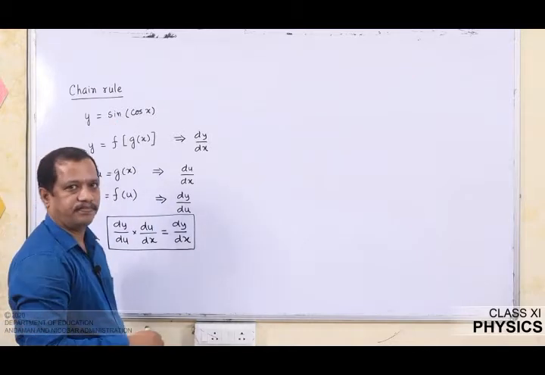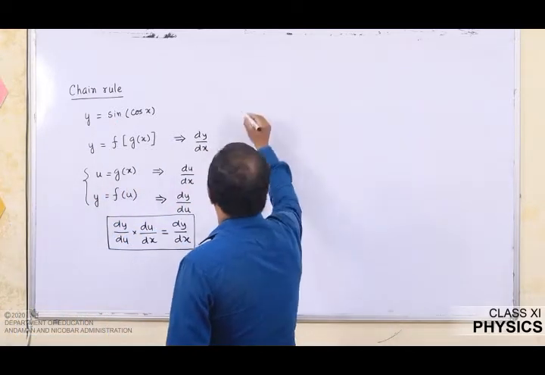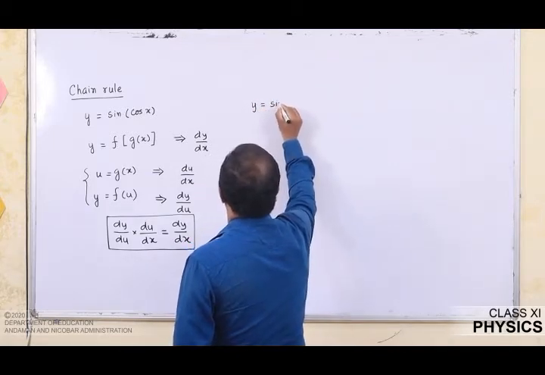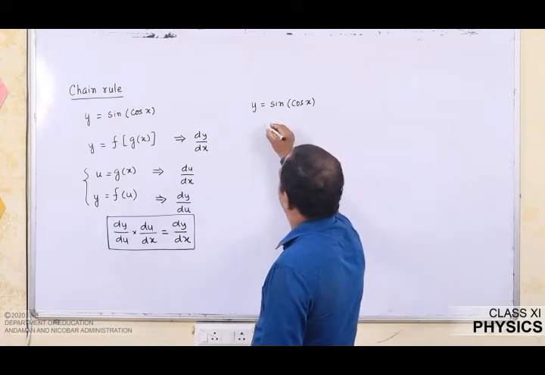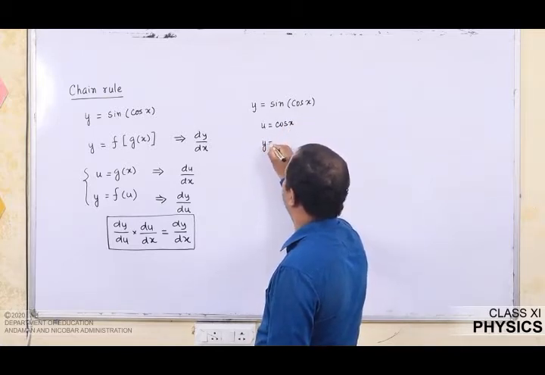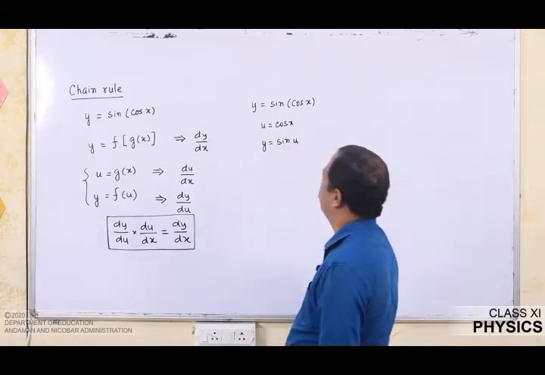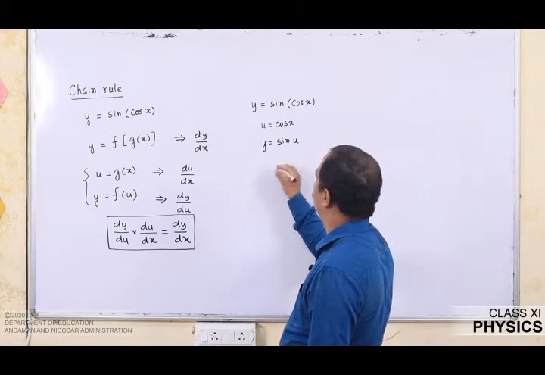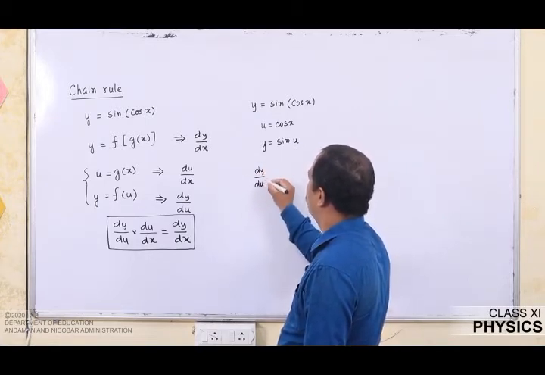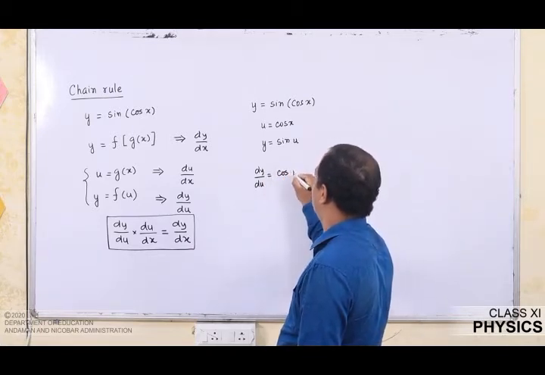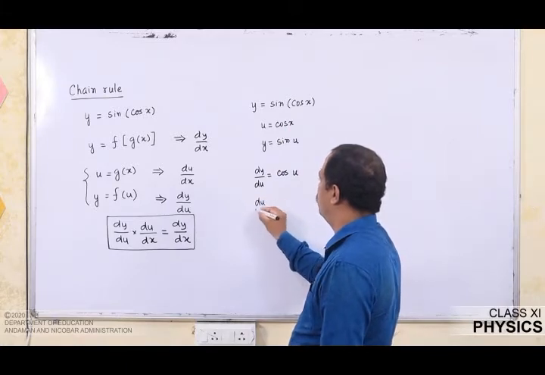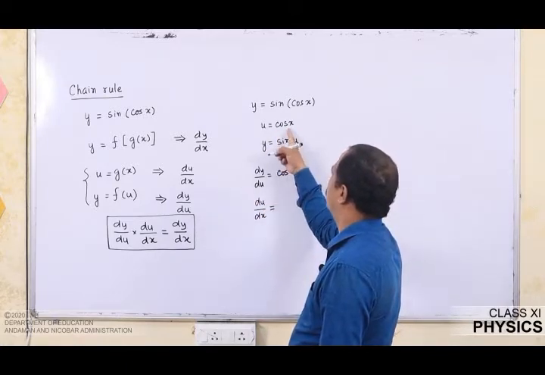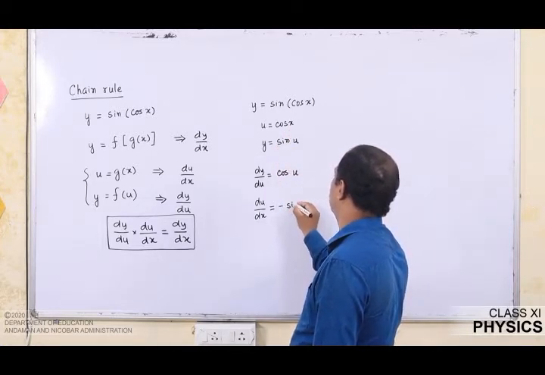Now let us try to differentiate this function. What is the differentiation of this one? I am given the function y is equal to sine of cos x. In this case, I am going to assign cos x as u, such that y becomes sine u. Now I am going to differentiate this in terms of u. So dy over du is equal to, I know that this is simply cos u. I have differentiated this in terms of u. Now I am going to differentiate u in terms of x. So therefore, du over dx is equal to, the derivative of cos x, minus sine x.